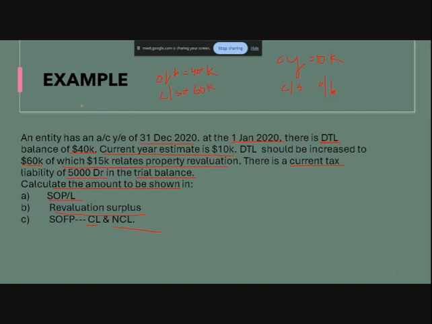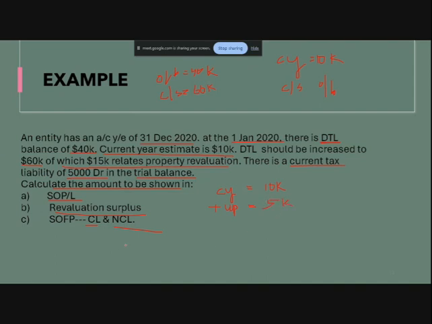So now you know it's under provision. What should you do in the equation: add or deduct? Add. Now they're telling you to calculate the amount to be shown in SOPL. If you want to find the amount shown in SOPL, you need to remember that equation: current year estimate plus under provision, and then you have to find the movement in deferred tax liability. The current year estimate is 10,000. The provision here is 5,000.